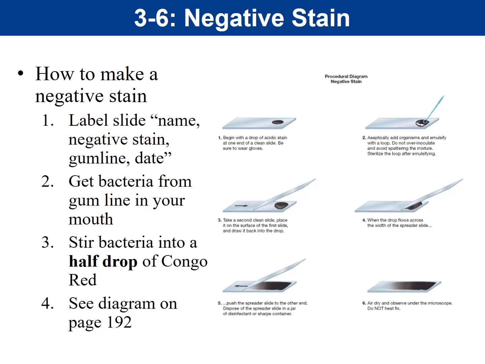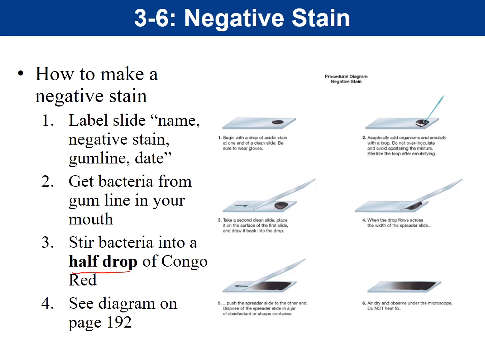You only want a half drop, meaning that when you're dispensing the dye, instead of letting the drop fall all the way out of the dropper, you're going to squeeze the bulb, let a little bit of dye out, and then touch it to the slide. And that's going to give you this half drop of Congo red, meaning it's not an entire drop.